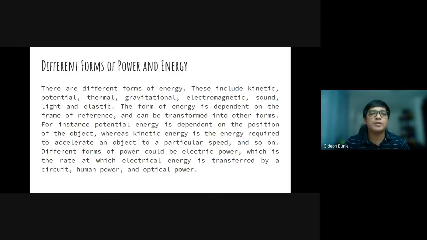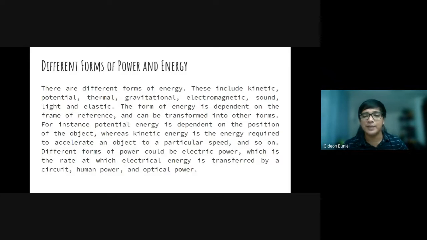Let's go to the different forms of power and energy. There are different forms of energy. These include kinetic, potential, thermal, gravitational, electromagnetic, sound, light, and elastic. As you can see here, there are different forms of energy. The form of energy is dependent on the frame of reference and can be transformed into other forms. For instance, potential energy is dependent on the position of the object, whereas kinetic energy is the energy required to accelerate an object to a particular speed, and so on.